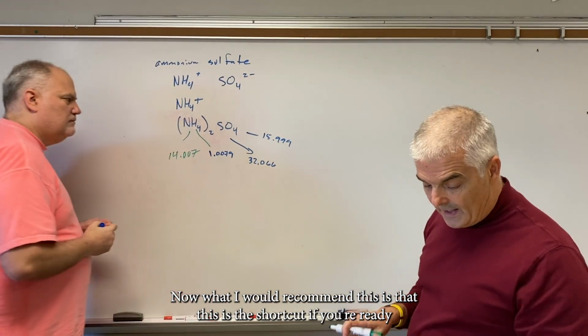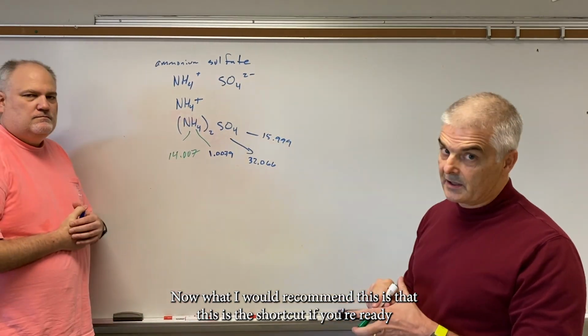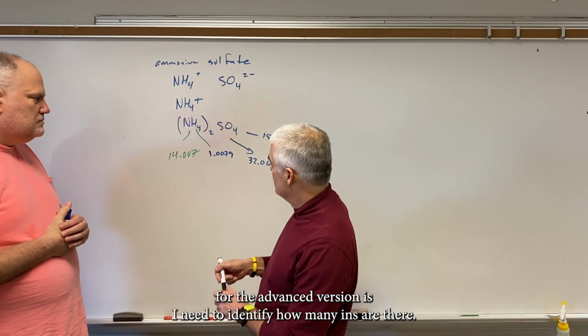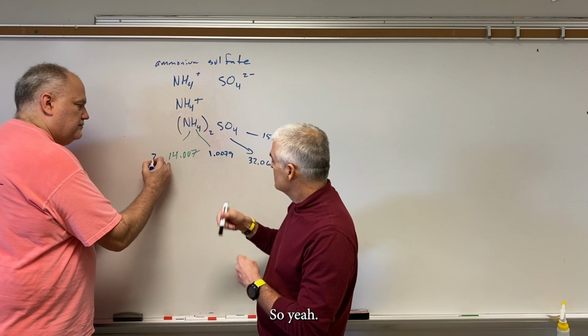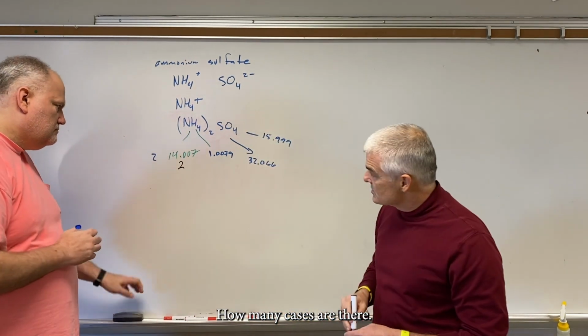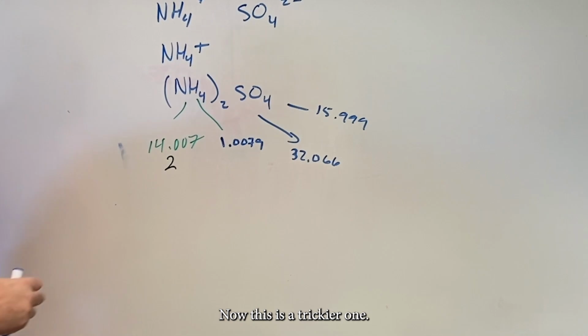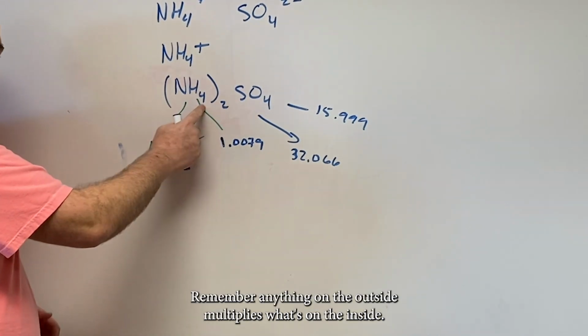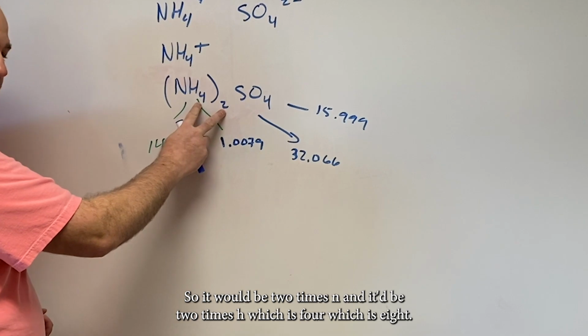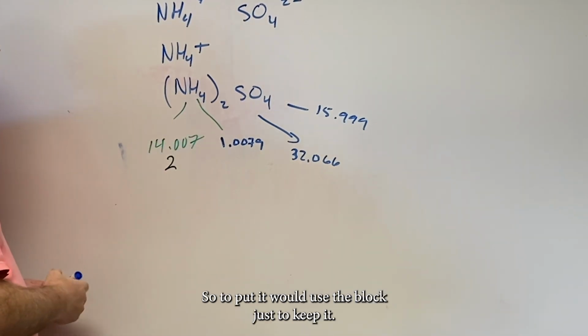Now, what I would recommend, this is the shortcut if you're ready for the advanced version, is I need to identify how many N's are there here. There's 2. So put a 2 here. How many H's are there? Now this is a trickier one. Remember, anything on the outside multiplies what's on the inside. So it would be 2 times N, and it'd be 2 times H, which is 4, which is 8. So they put an 8 under there.